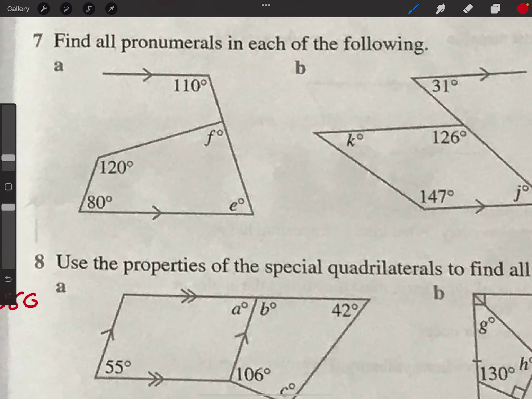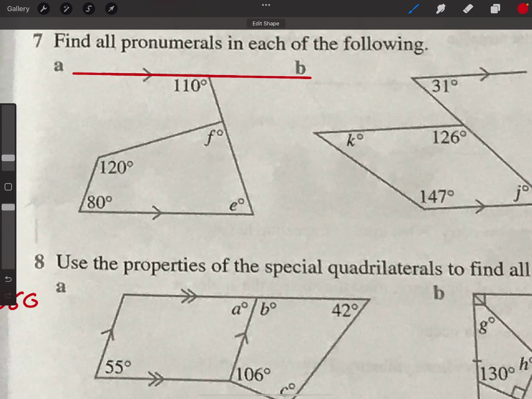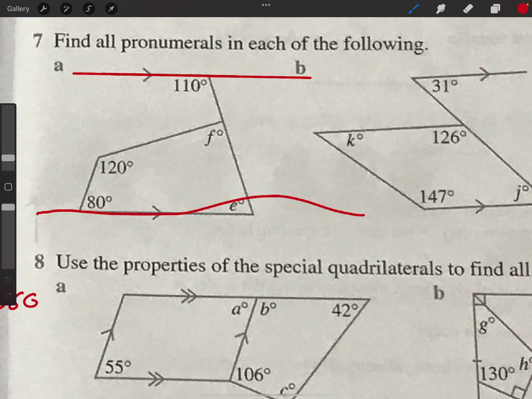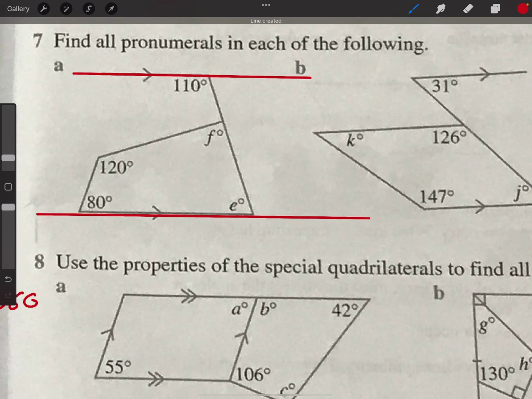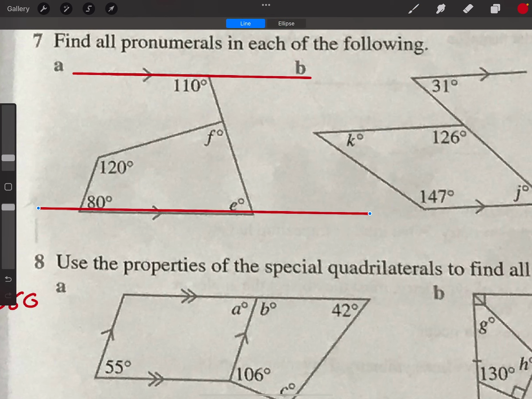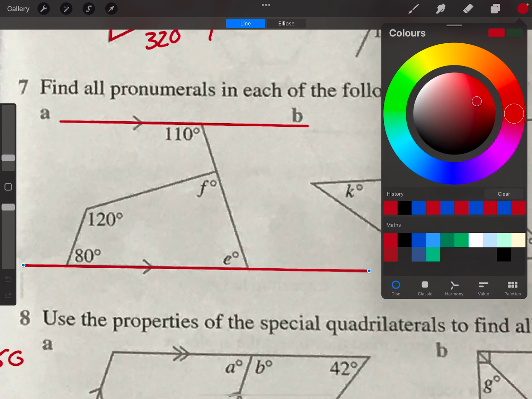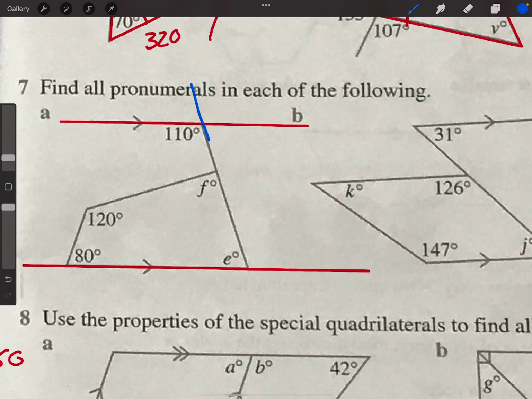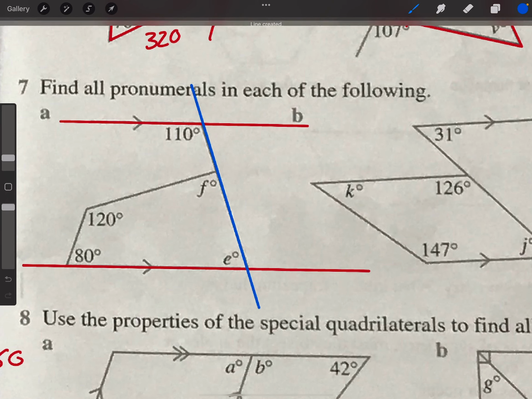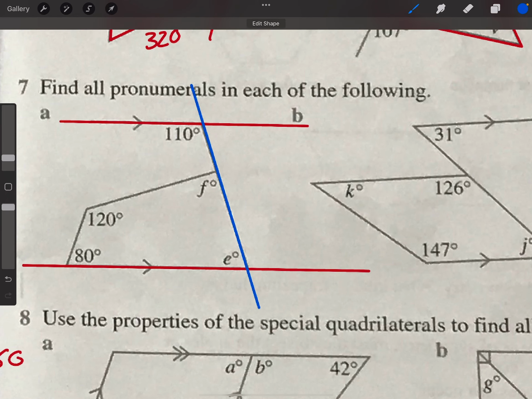Question 7. Find all the pronumerals in each of the following. Okay. Now we have to understand how parallel lines work. The parallel lines and the transversal. Alright. So here you've got two parallel lines. I'm going to color the transversal in blue so you can see. Right. So you've got two parallel lines and a transversal, the line that goes through the parallel lines.